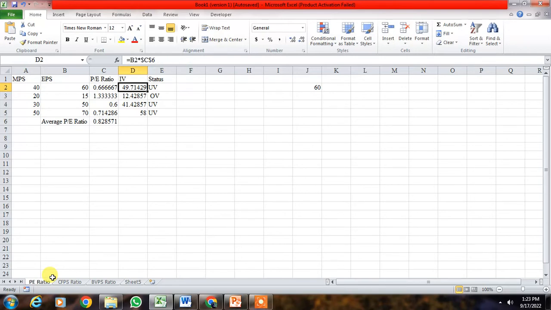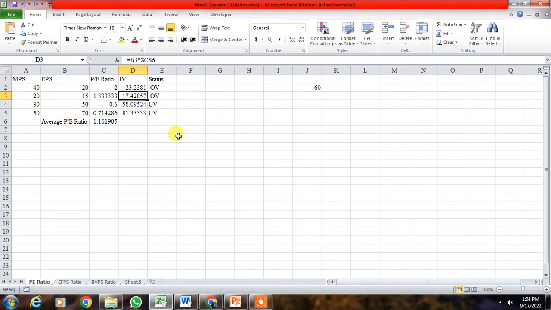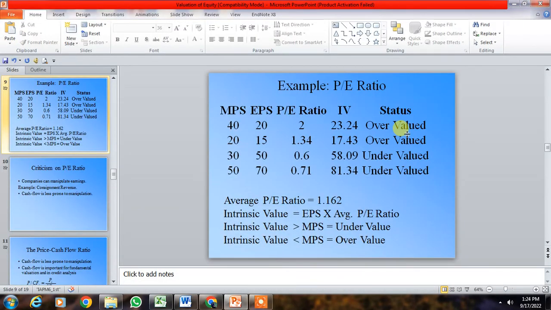So you can see the intrinsic average formula first. Let me undo it to make it similar to your slides. Now you need to take the average. Once you have taken the average, you are supposed to multiply the average price to earning ratio with the given earning per share of each firm. You can see, this is how you calculate the intrinsic value, the worth of the share. So the criteria for calculations are similar to the other ratios. Also, you can use the same concept in other ratios.